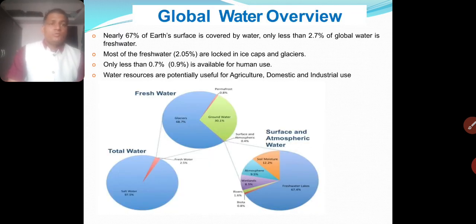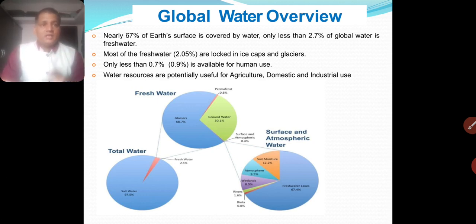If you look at the global water overview, as I think everybody knows, 67% of the earth is covered by water, and most of it, near about 97%, is in the form of saline or marine water, which is not useful. But now scientists and researchers are working on that water also, converting it into fresh water usable for drinking as well as for industrial purposes. Near about 2.7% of water is in the form of fresh water.